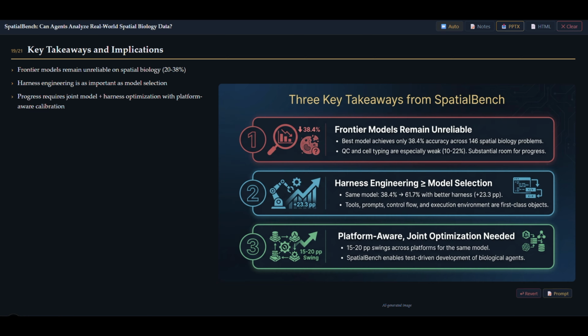Second, harness engineering matters as much as model selection. The same model jumped from 38.4% to 61.7% with a better harness, an uplift exceeding the gap between any two base models. Tools, prompts, and control flow should be treated as first-class engineering targets.